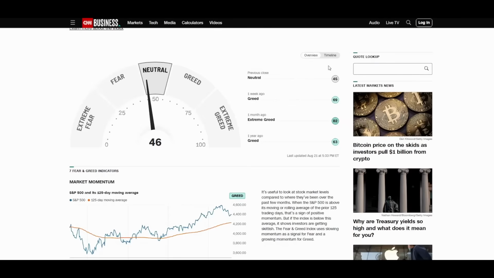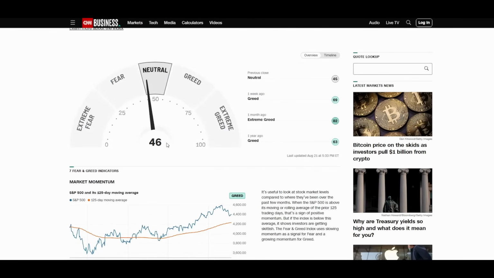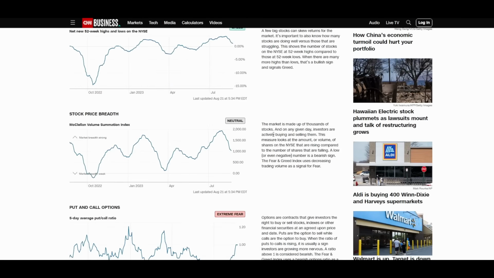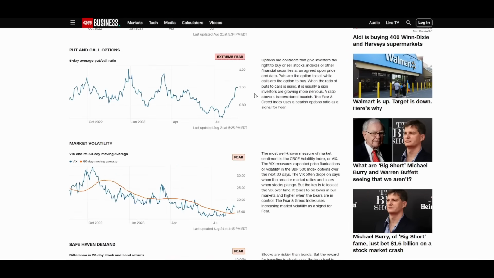Talk about fear and greed today. Fear at 46, okay, or it should be, I should say, neutral 46. So we could see a bounce back to greed and then a sell off back to fear, and that will likely establish the bottom. Market momentum, price strength, both still at greed. Stock price breadth is neutral. Put to call ratio, the CPC and the PC.